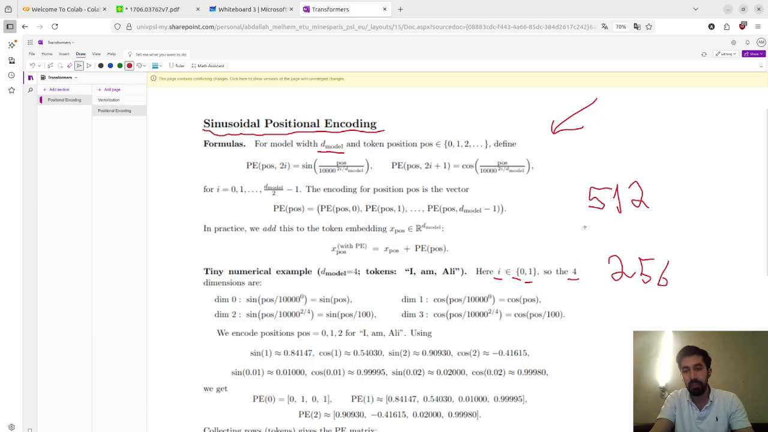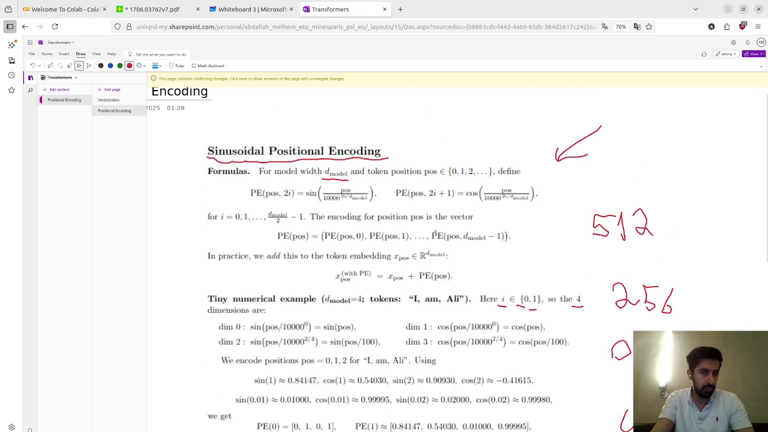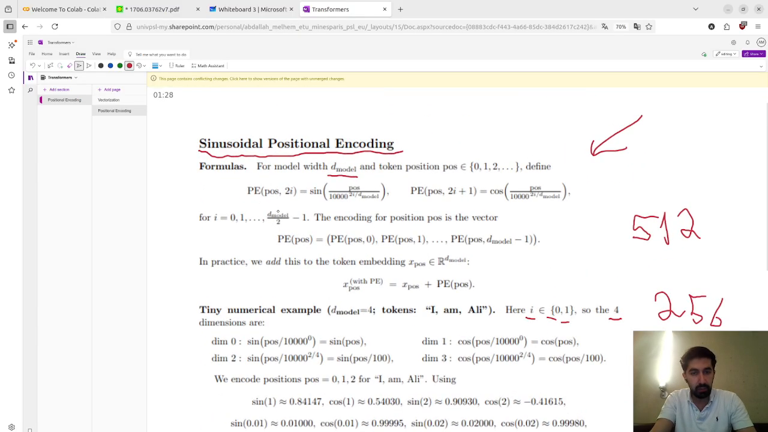So in original papers, they had 256, ranging from 0 to 255. In my example over here, I took 4. 4 over 2 is 2. So I had 2. So I took 0 and 1. Okay? So the formula is over here.